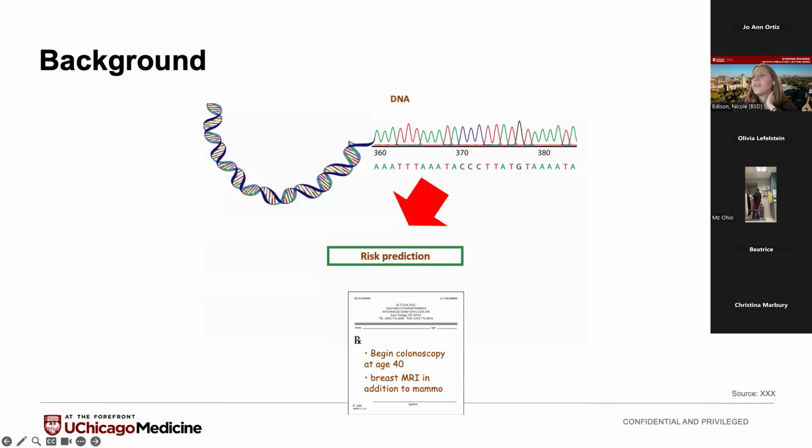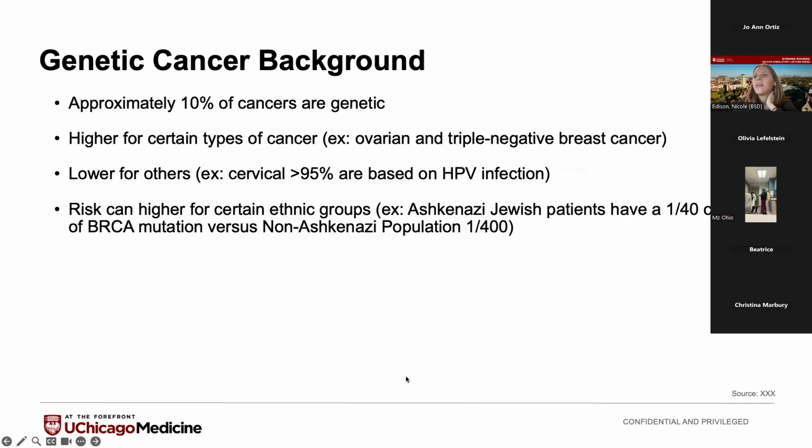With our testing, what we're doing is looking at how this protein is individually encoded. And then when we find a mutation, we use that to create a risk, and that risk gives us recommendations. For hereditary cancer backgrounds, about 10% of cancers are genetic, but that changes. Certain types of cancer may be more likely to be inherited than others.